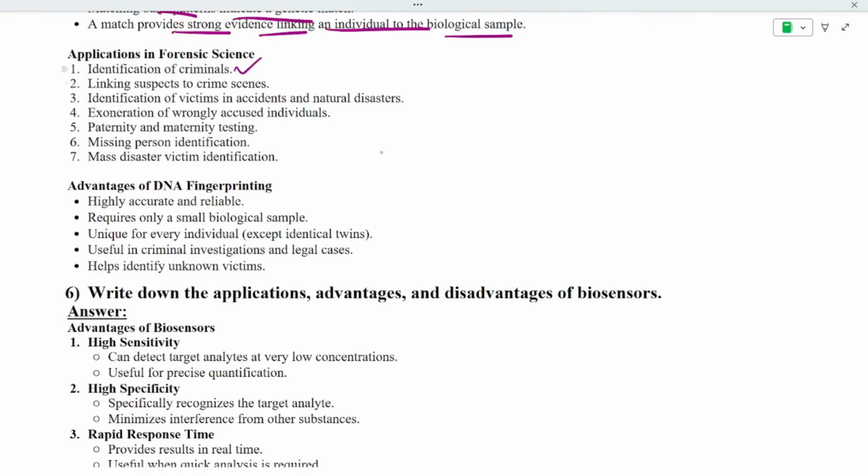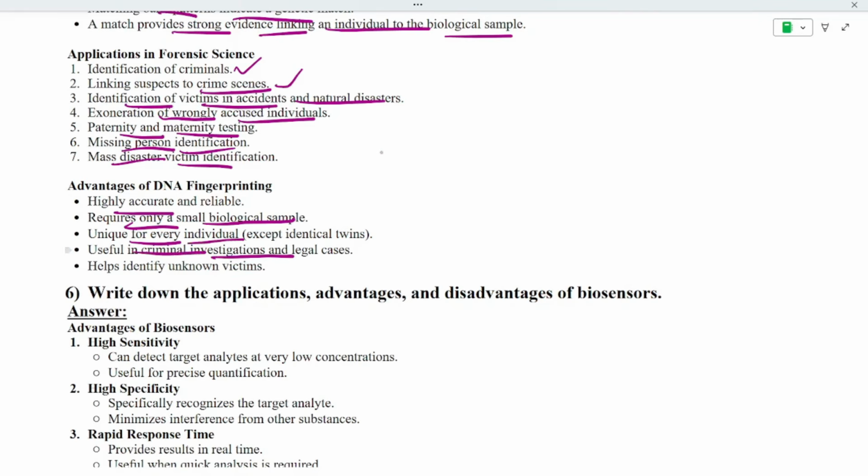It helps in the identification of criminals in crime cases, identification of victims in accidents, wrongly accused individuals, paternity and maternity testing, missing person identification, and mass disaster victim identification. Advantages: it is highly accurate. It will give the perfect result. Only a small biological sample is required. It is unique to individuals, and it is used mostly in criminal investigation and legal cases. It helps to identify unknown victims.